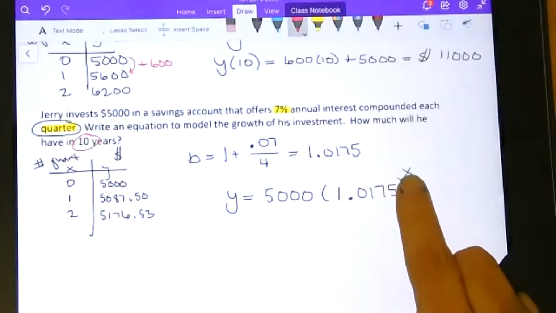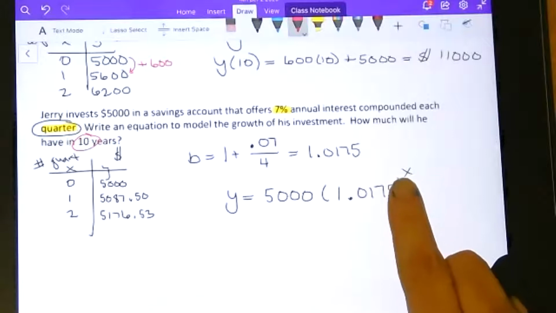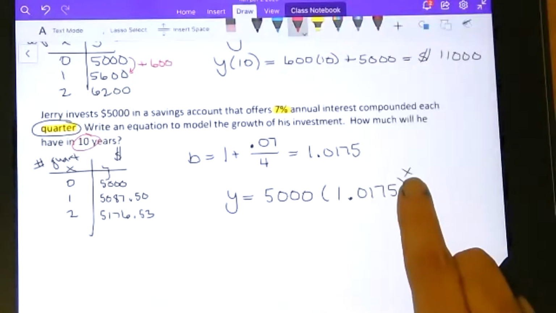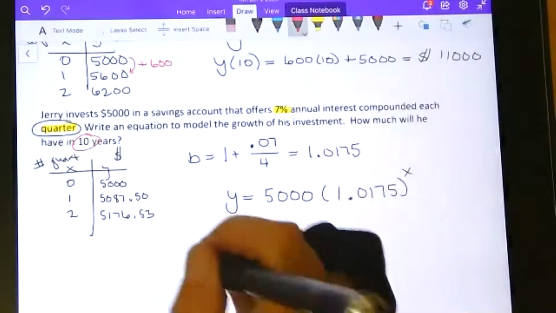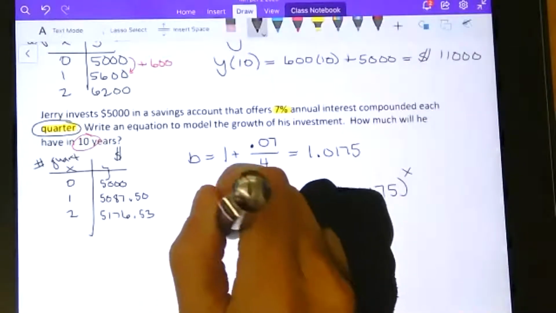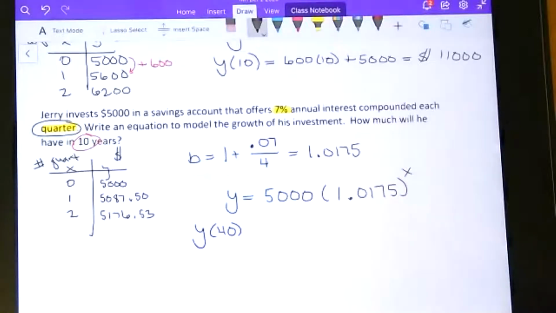In other words, I can't put a 10 here because that would be 10 quarters. 10 quarters is less than 3 years. It's like 2.5 years. So what number should I put here to represent 10 years? How many quarters in 10 years, guys? 40. So for 10 years, I've got to put in a 40.